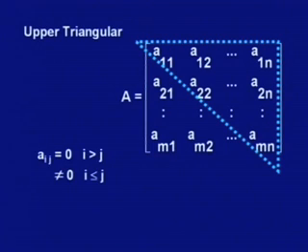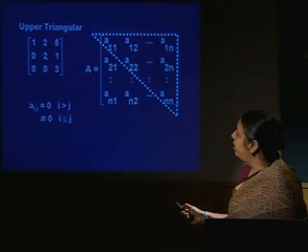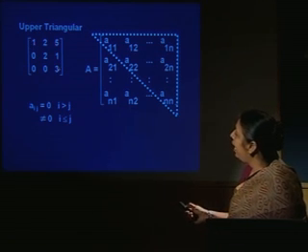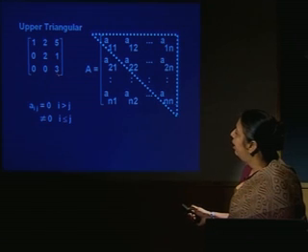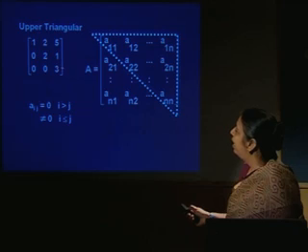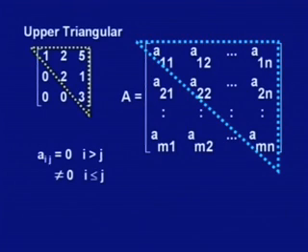For example, in this square matrix, all the elements which appear on the lower side of the diagonal are 0. Aij is 0 when i is greater than j, and all the elements which are either on the diagonal or on the upper side are non-zero. Like Aij is not 0 when i is less than or equal to j, this equality being taken for the diagonal elements. So, this matrix is an upper triangular matrix.